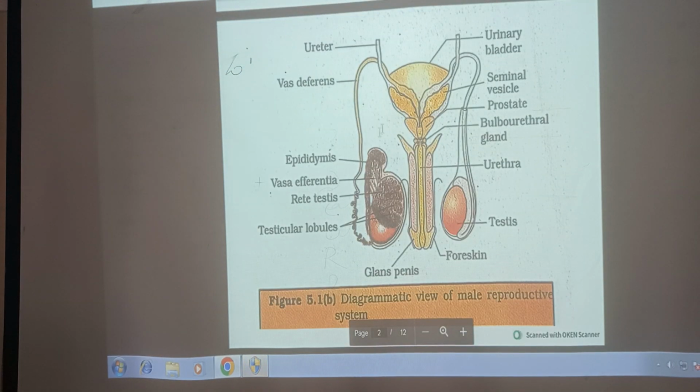This is the model diagram. Different parts: this is a pair of testes, and after that the epididymis, next the vasa deferentia, and after that the penis. This is the male, and after that the associated glands: bulbourethral glands, prostate gland, and different types of glands are present. This is the model diagram.